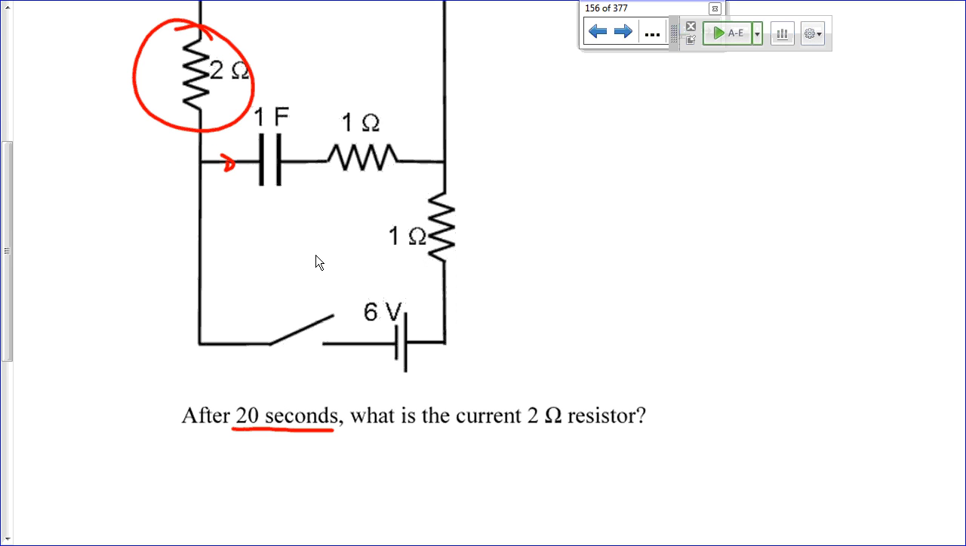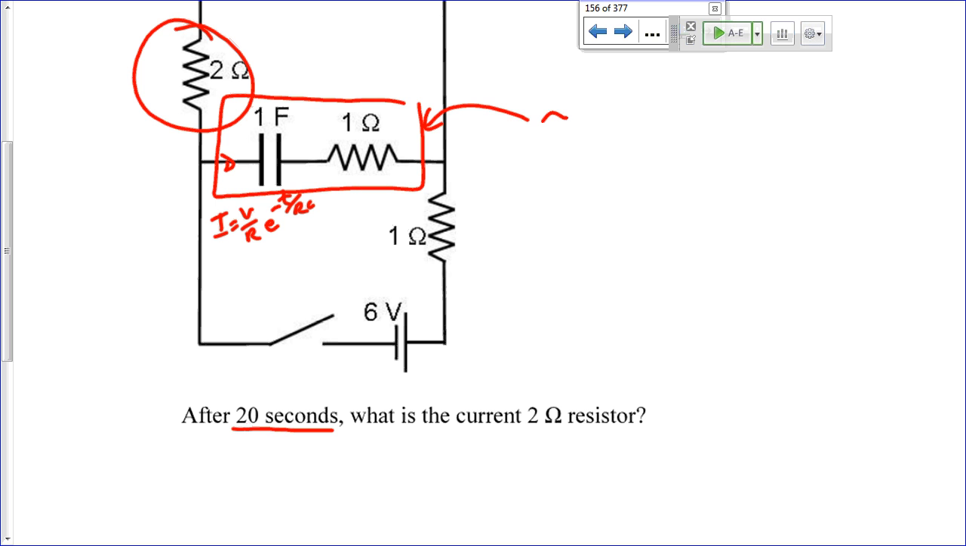Based on that, the current to this branch is going to be I equals V over R times e to the minus t over RC. Right, that current is going to get gradually smaller and smaller. And so I want to know, how does that change? And so I want to find out what is the time constant for this part of the circuit. And so my time constant is going to be 1 farad times 1 ohm, which is 1 second. And so after 20 seconds, that capacitor is fully charged.